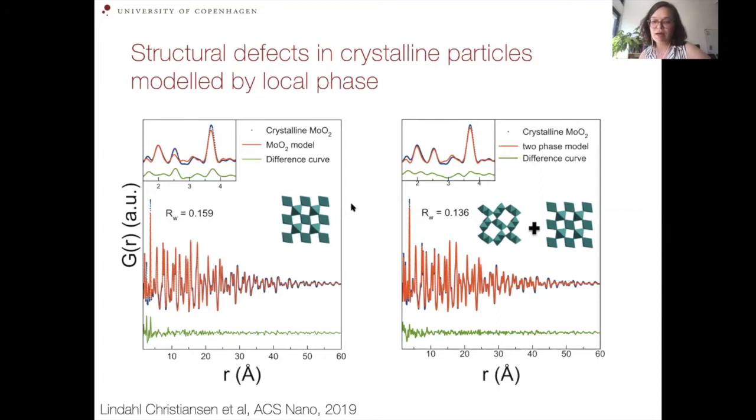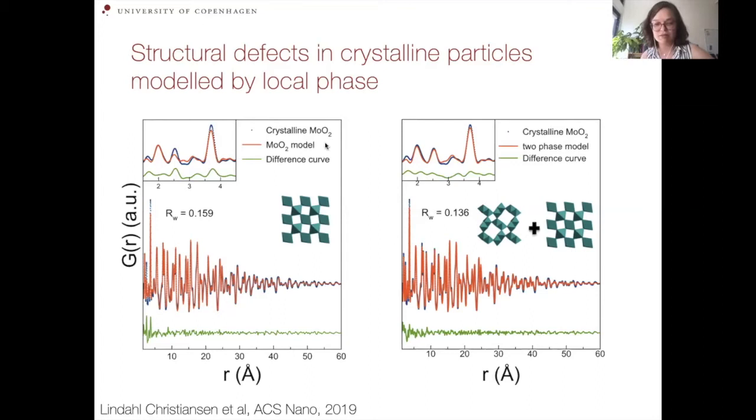And what we do is that we just use a spherical dampening. So we describe this as a very, very small particle so that we basically just add more edge sharing octahedra to this. And this means that we can fit this fairly well. We can now fit the edge sharing and the corner sharing ratio because we have more freedom in our model. This isn't to say that we have small nanoparticles of hollandite in our sample, but that we have point defects where we have extra edge sharing octahedra.